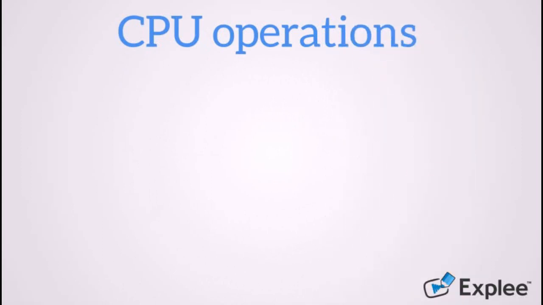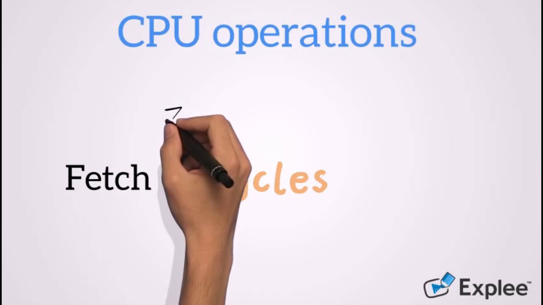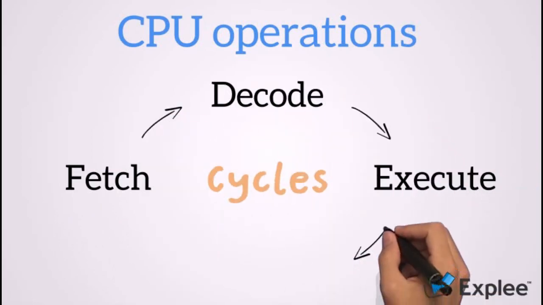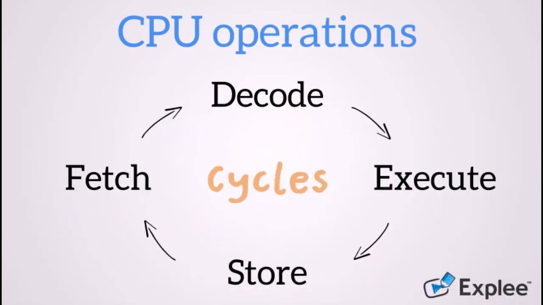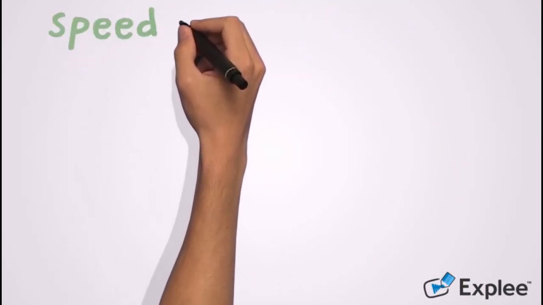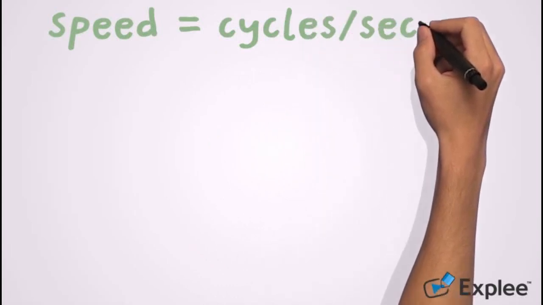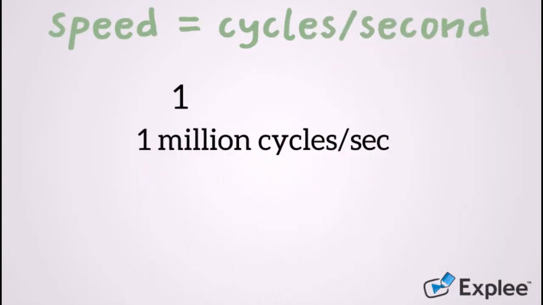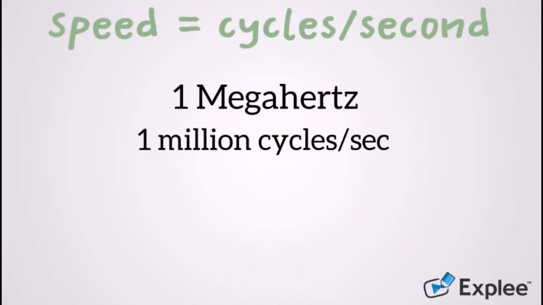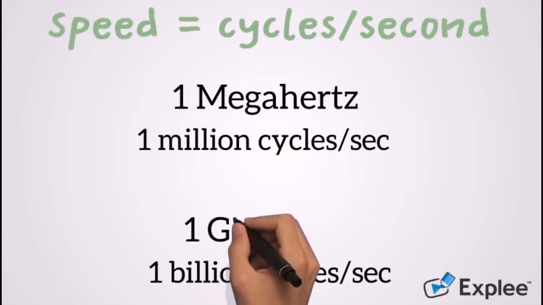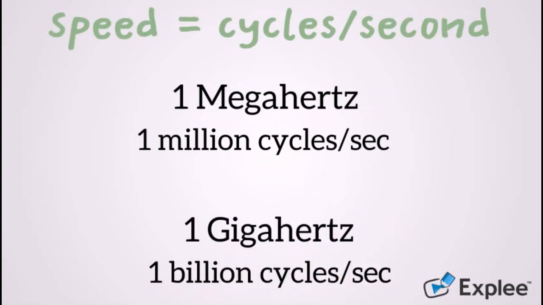The basic operations of a CPU are called cycles. There are 4 types of cycles: fetch, decode, execute, and store. It takes time for a computer to perform each of these functions. The speed of a CPU is measured by the cycles it performs per second. 1 million cycles per second is called 1 megahertz, and a billion cycles per second is called 1 gigahertz. In general, the higher the speed possessed by a CPU, the faster and more powerful the computer.